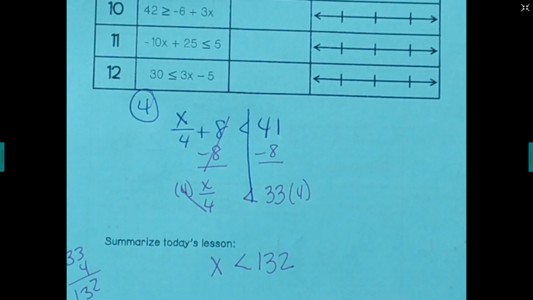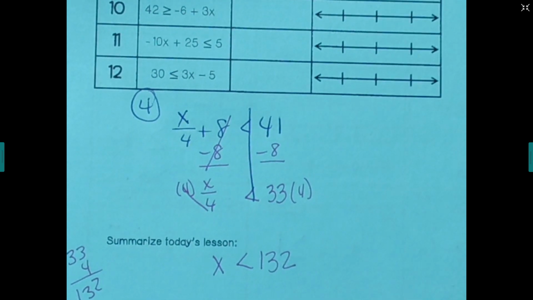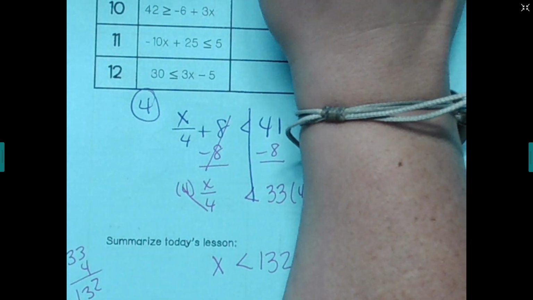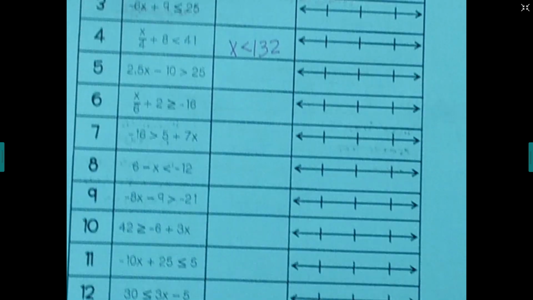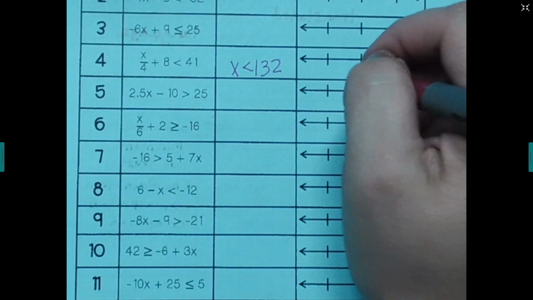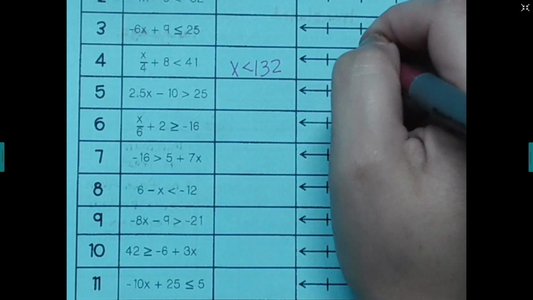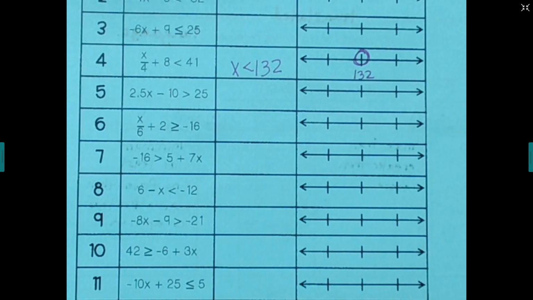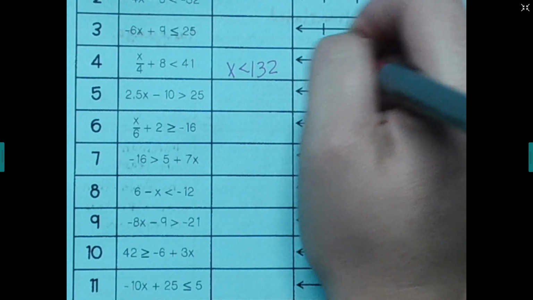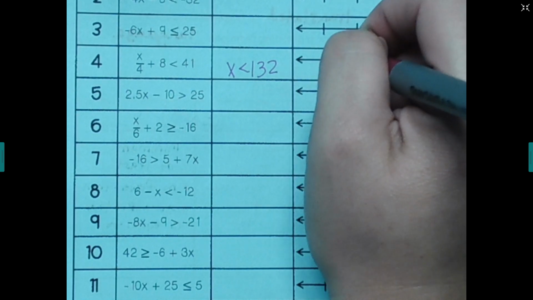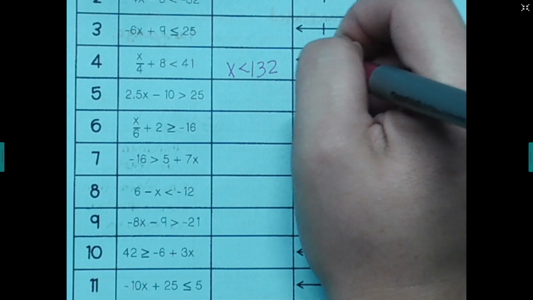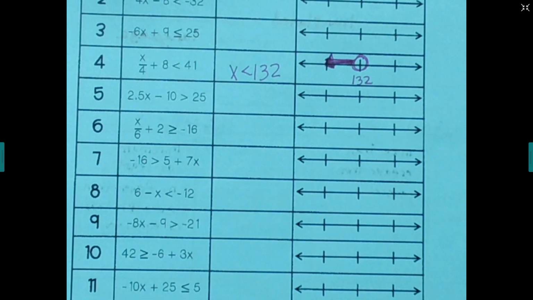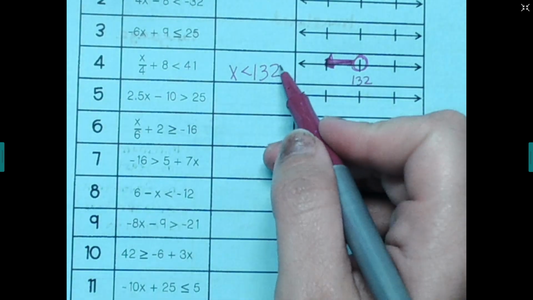Okay, here's my work. Double check yours. Up here by 4, I'm going to put X is less than 132. And then I'm going to put 132 here. I'm going to put an open circle. And I'm going to go to the left. Okay, you can put it on the number line. I hate putting it on the number line because I feel like it's messy, but they didn't leave us much room here. So it's going open this direction.